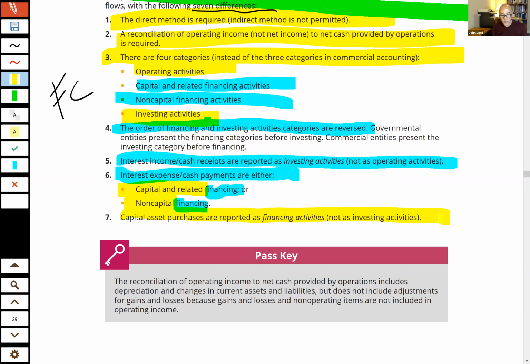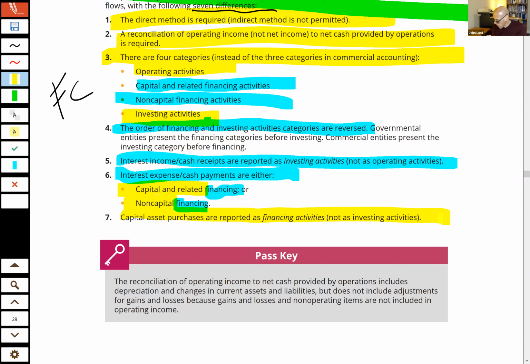And I think the reason they do that is that when a government buys capital items, they often have received some sort of financing from some source. Okay, so flashcard these differences. Everything else you do is just as though you were preparing a commercial one.